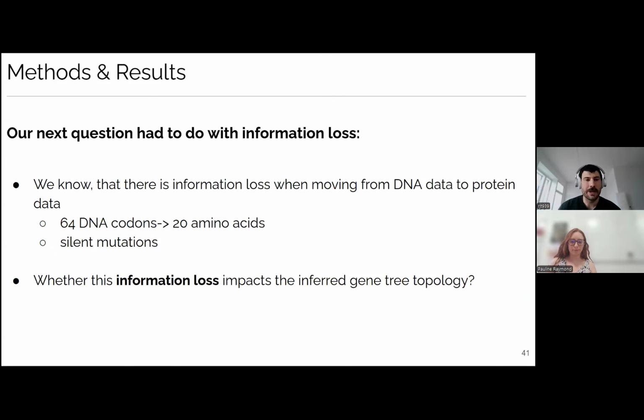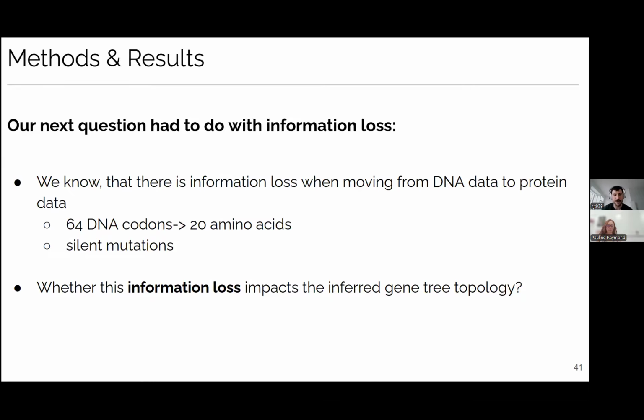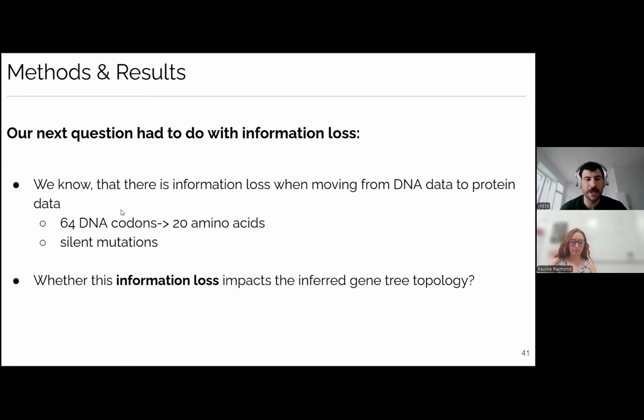With that, our next question had to do with informational loss. We know that there is information loss when moving from DNA data to protein data. For example, there are 64 different DNA codons, which are triplets of DNA bases, that only get translated into 20 different amino acids. And this also has to do with silent mutations.